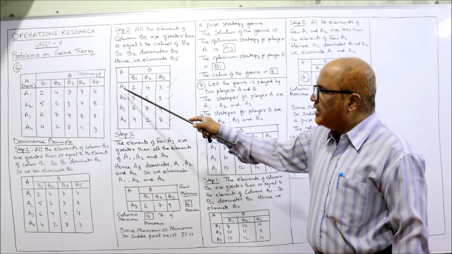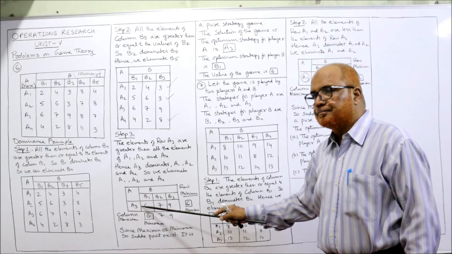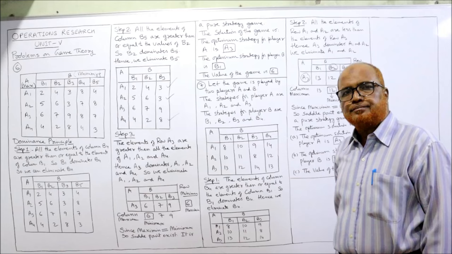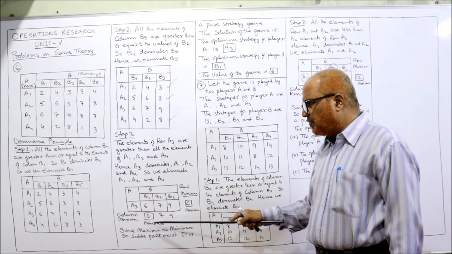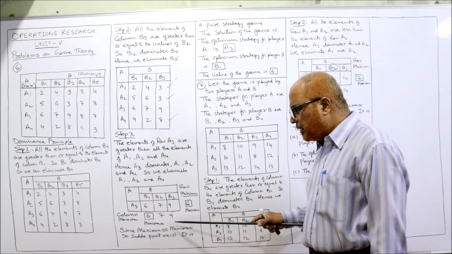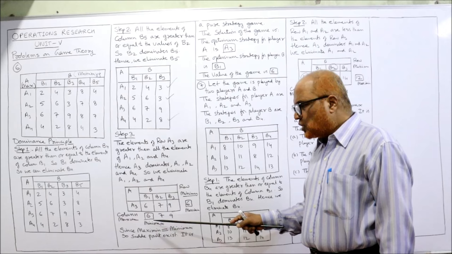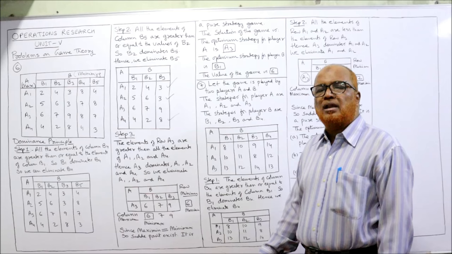Only one row is left, A3. The elements of A3 are 6, 7, 9. Row minimum: in this row, what is the minimum? 6. That is the maximin. In columns, we will take maximum values. What is the maximum? Only one value is there in each: 6, 7, 9. What is the minimum among these maximums? 6. So 6 is the minimax. So minimax is 6 and maximin is 6. When both maximin and minimax are equal, a saddle point exists.